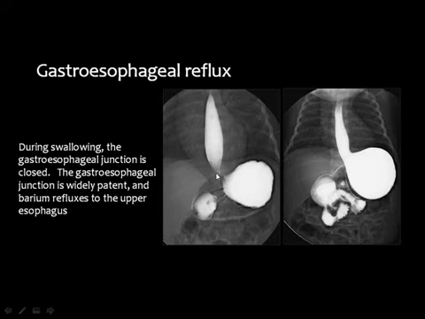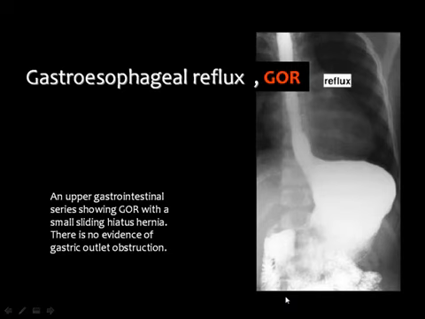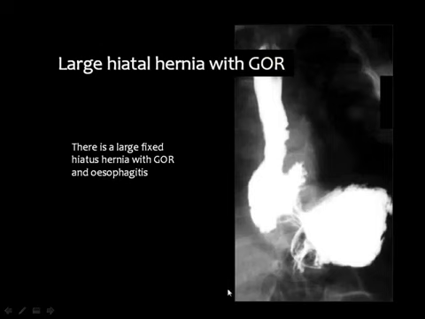Here you can see an apparently competent gastroesophageal junction, but whenever the patient swallows water or saliva, then the gastroesophageal junction will open and barium will come back from the stomach into the lower part of the esophagus. And this is also a classic appearance of gastroesophageal reflux, where you can see the barium is refluxing back into the lower part of the esophagus.